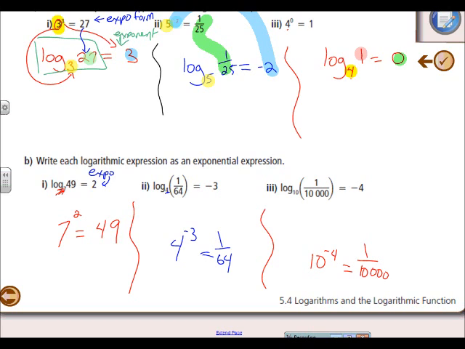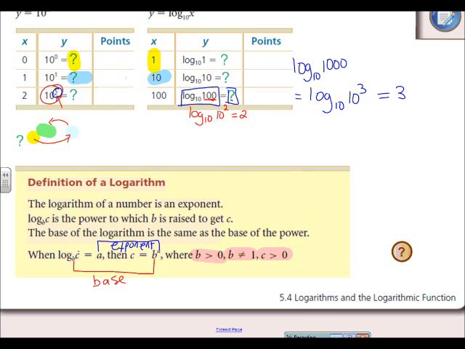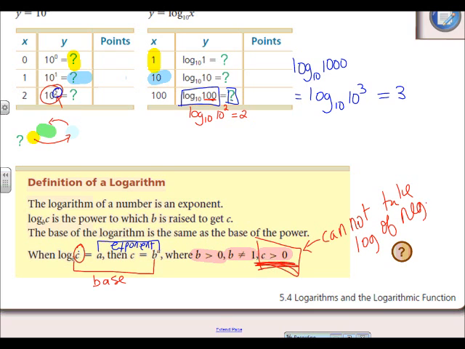Now, I better make a point right now before we get any further. If we went back to this information right here, we said that the C value has to be greater than 0. That means we cannot take the log of a negative number.